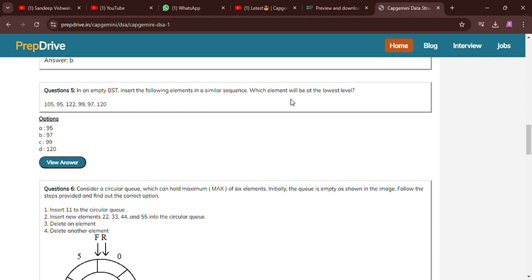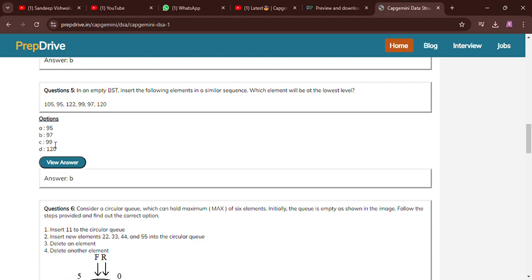The fifth question is: in an empty binary search tree, insert the following elements in the given sequence. Which element will be at the lowest level? When we apply a binary search tree to this given data, which element will be added at the lowest level, meaning in the leaf node? The first element, 105, will come as the root node. Then 95 is less, so it will come on the left side. Then 122 will come on the right-hand side. Then 99 will come on the left side of 105 and right side of 95, and then 97 and 120, so 97 will be the answer.